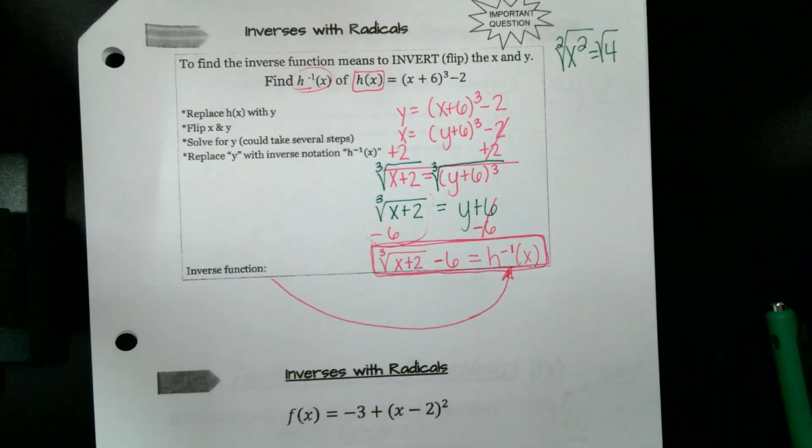So the most important thing about these is just roots and exponents are inverses of each other. So if you see the fifth power, you would take the fifth root. If you see the third power, you would take the third root. Whatever the power is, that's the root you're taking.